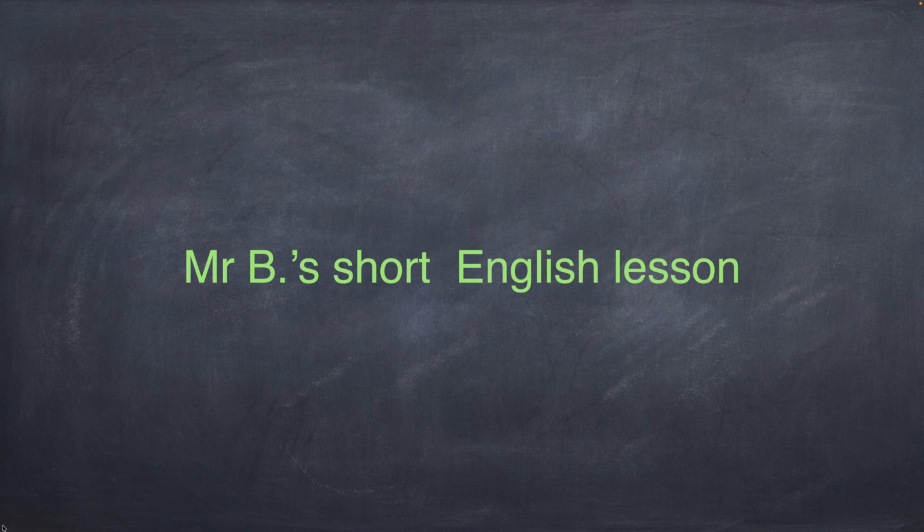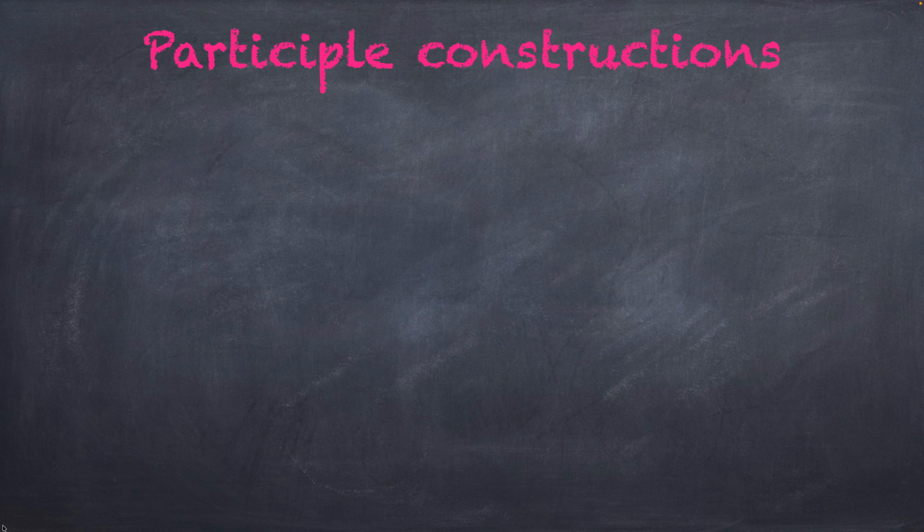B's short English lesson. Today I want to talk about participle constructions, especially about participle constructions with the present participle. Before we go to the participle constructions, I would like to show what is the present participle. The present participle is something you already know about. You know this construction from the present progressive and the past progressive. It's the verb plus ing construction.